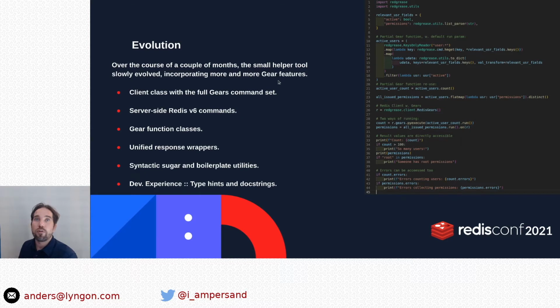And over the course of a few months, this little helper module and package, it was a module initially, it grew quite substantially. So eventually a client class was added with the full Gears command set, then a mechanism of executing Redis commands in a Pythonic way on the server itself, on the gears running on the servers, as well as creating gear functions without having to serialize strings, but basically create them by dynamically using objects, as well as a lot of different syntactic sugar and boilerplate utility functions, etc. So it grew quite quickly over the course of a few months.